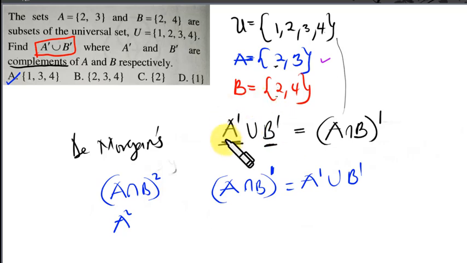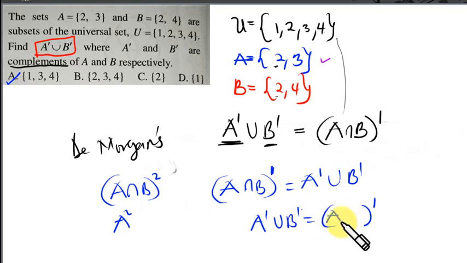In the same vein, if I have something like this, A complement union B complement, I can decide to, in a way, factorize it out. So I can bring out the complement. The moment I bring out the complement, I will be left with A here. Now bringing out the complement will also affect the union, turning it into intersection. Then I have B here. So that is what we call De Morgan's law.